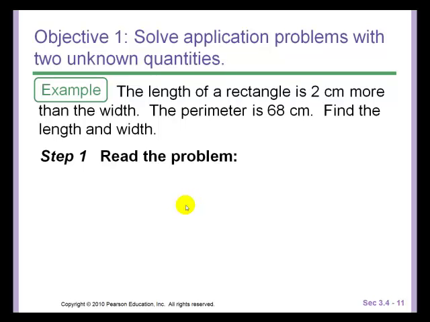A second example. The length of a rectangle is 2 centimeters more than the width. The perimeter is 68 centimeters. Find the length and the width. We have read the problem. Now we need to identify what we know and what we don't know.